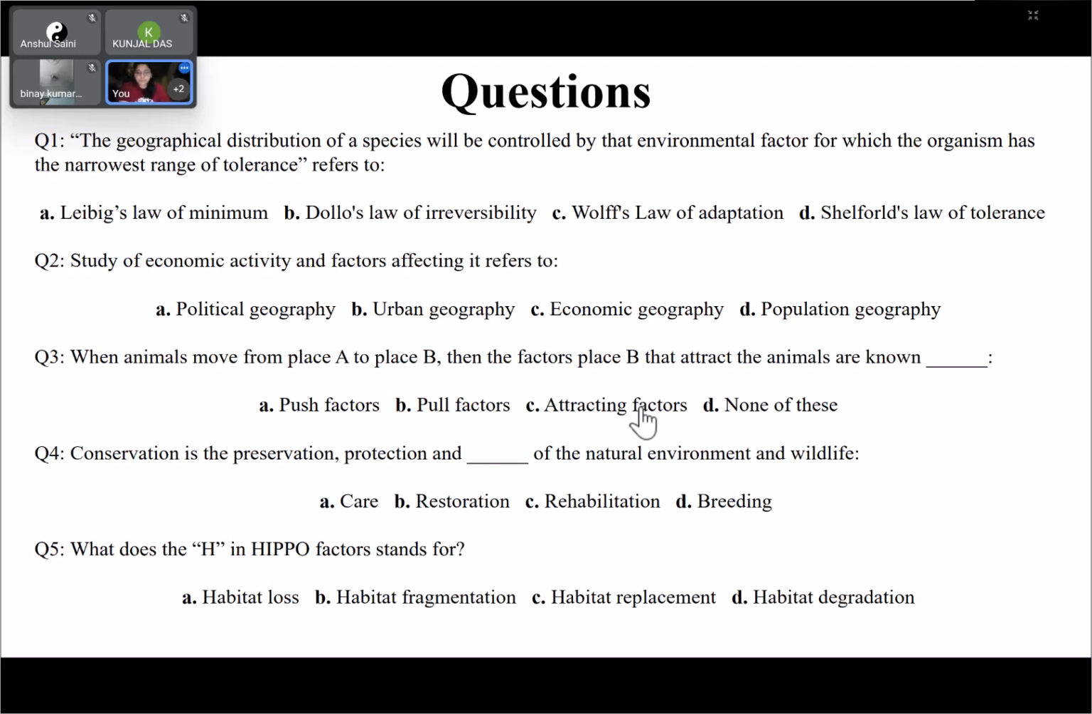Okay, and the next question, the third one, is about push and pull factors. So you need to read and remember which one is what factor. Fourth, look at the fourth question. The fourth question is: conservation is preservation, protection, and something.